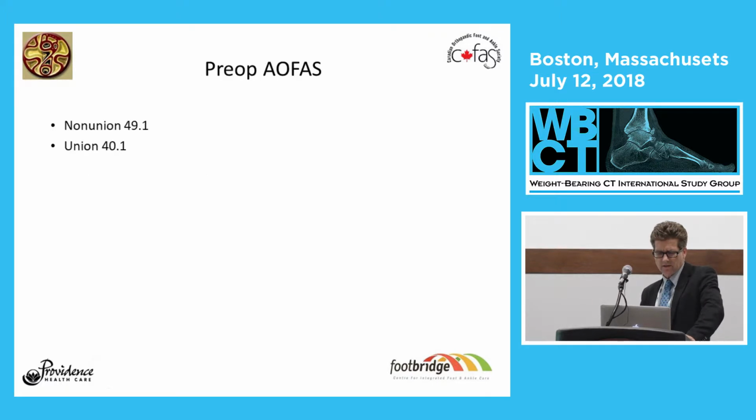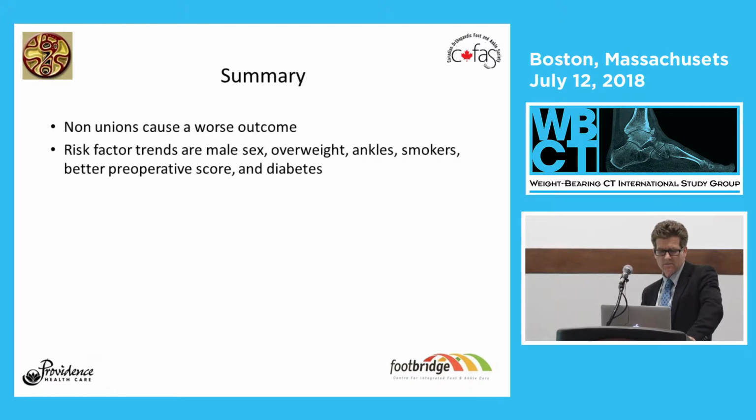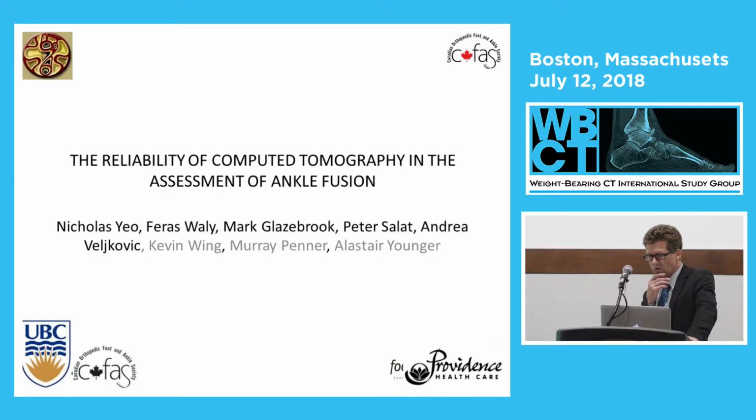We also found that the non-union group had a slightly higher or better score before surgery, and obviously they did worse after surgery, as we demonstrated earlier. So in summary, non-unions cause a worse outcome, and the risk factors are male sex, overweight, ankle fusion, smokers, better preoperative score, and diabetes. So then the next question is, what's the relationship between percent fusion and outcomes?